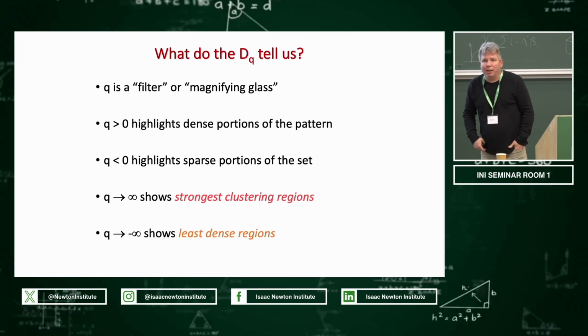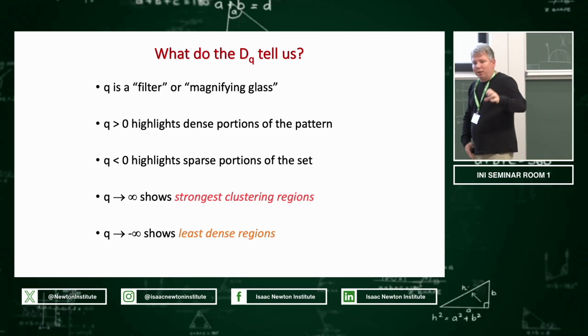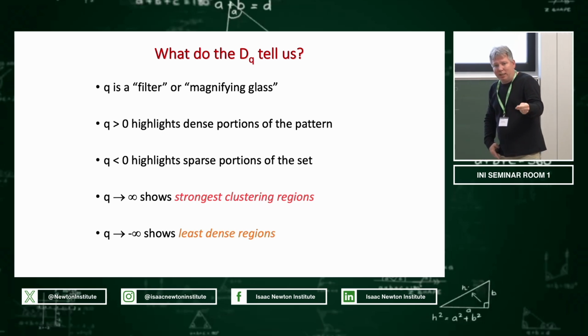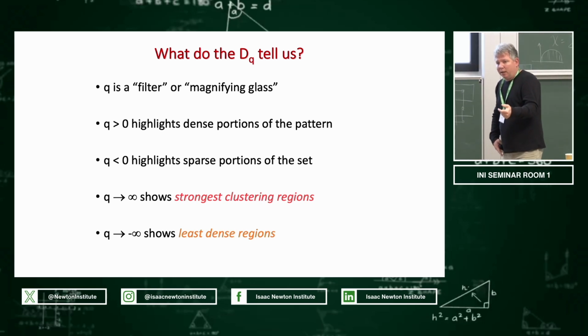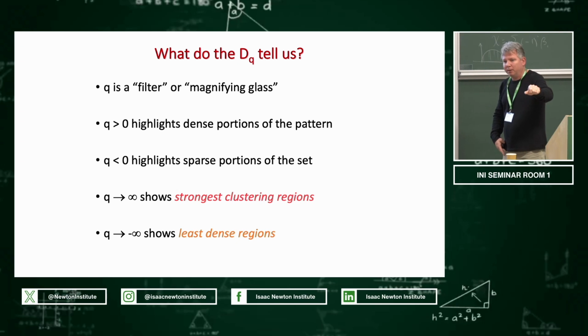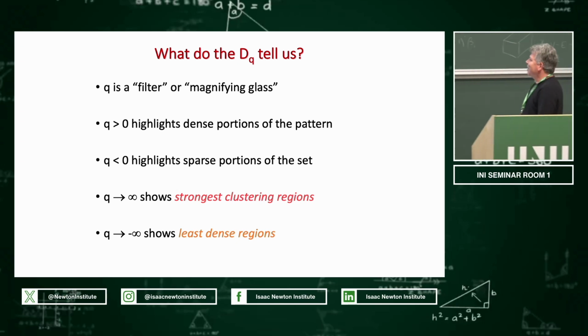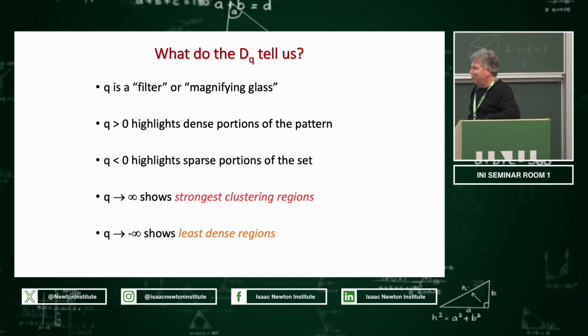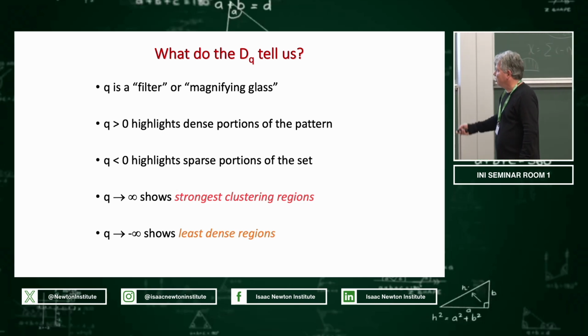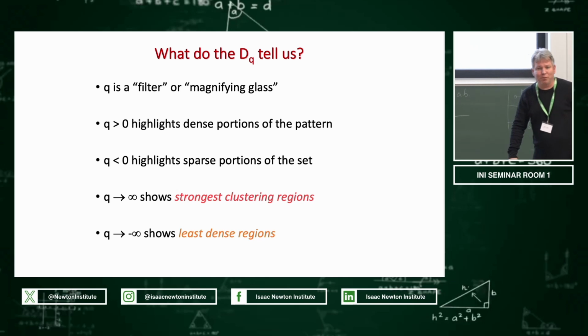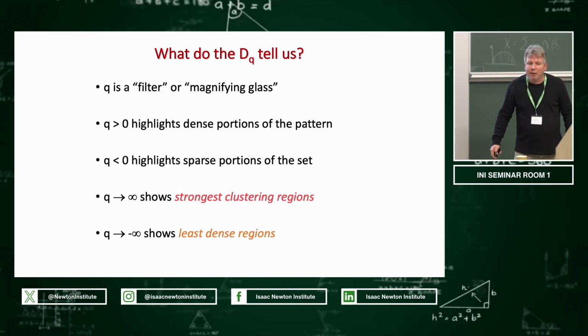But again, the multifractal dimension is predicated on this parameter q. Okay, so what does q tell us? It's a magnifying glass that as we turn it up is going to focus in more on the clustering details of the image. Okay, and q goes up to 11. Oh, all right, someone got it. All right. So anyway, q goes up to infinity and it shows the strongest clustering sets. You can also dial it to negative infinity, which shows the least dense regions.